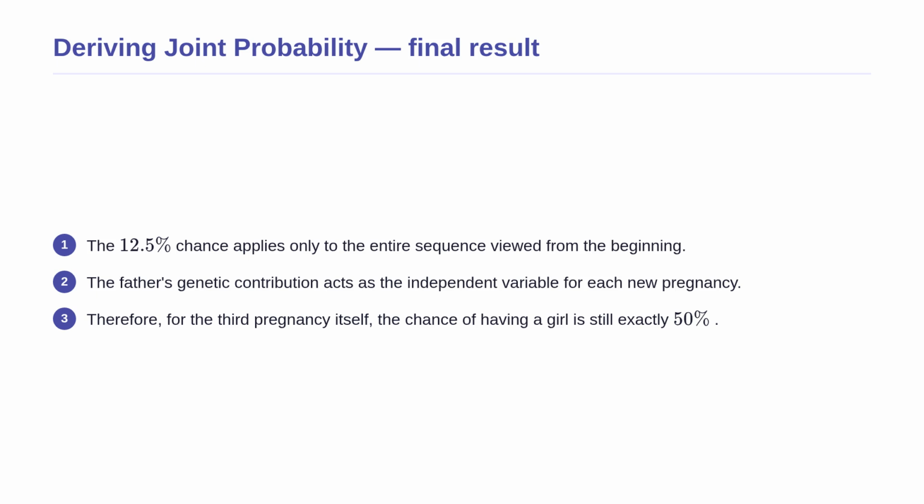However, for the third pregnancy itself, the chance of having a girl is still exactly 50%. The biological coin flip always resets. Understanding this distinction proves why previous children do not change the fundamental 50-50 odds of the next pregnancy.